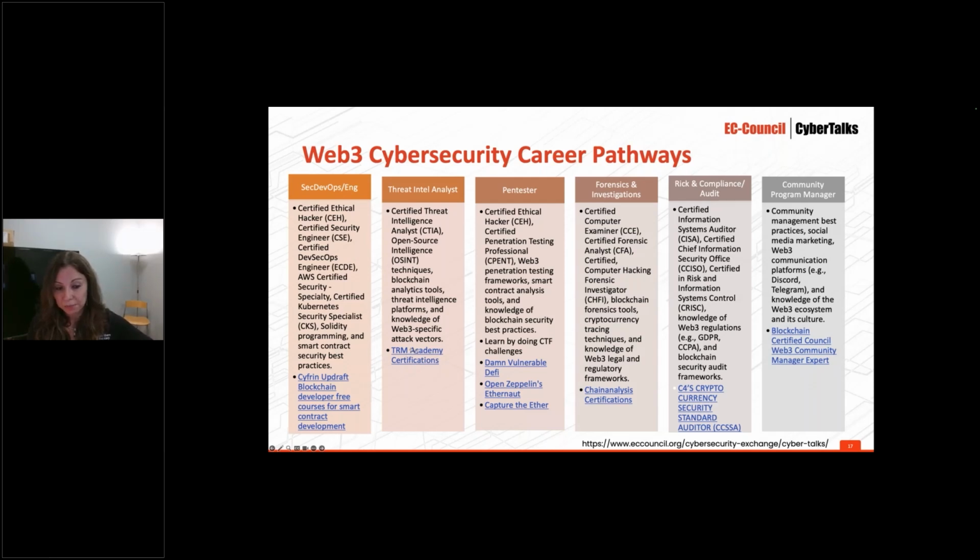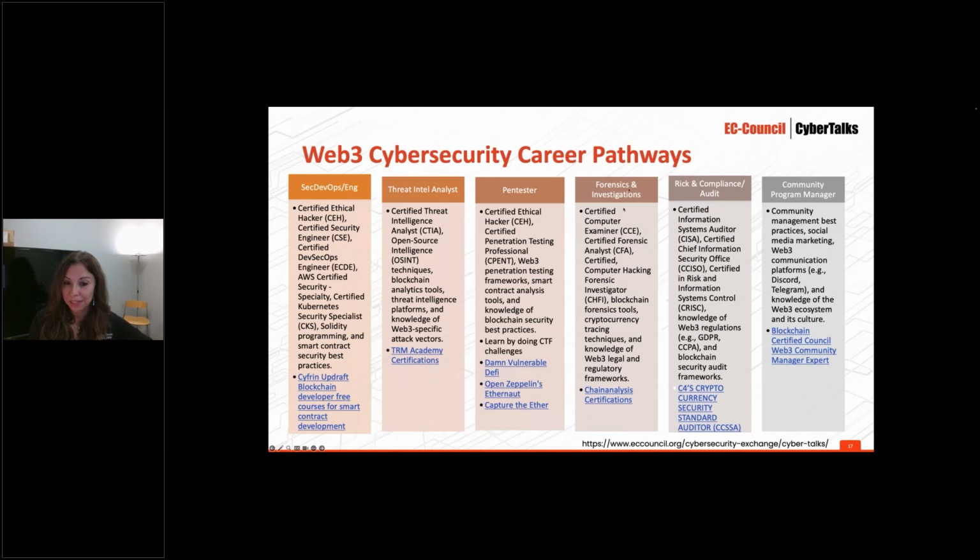Also, there's TRM Academy, which offers some certifications for threat intel analysts. For pen testers, there are several free capture the flag challenges using Web3 technologies in the CTFs. This is a wonderful way to learn by actually doing. You may not have your own environment to test with, so these are open source and free for you to use. You can learn along the way.